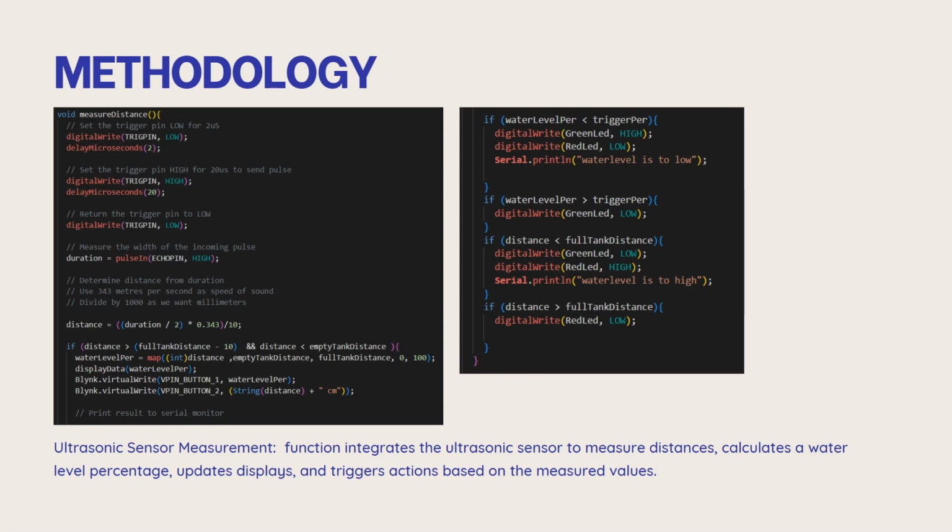Next is the void measure distance. It is an ultrasonic sensor measurement. This function integrates the ultrasonic sensor to measure distance, calculate a water level percentage, update the display, and trigger action based on the measured values.